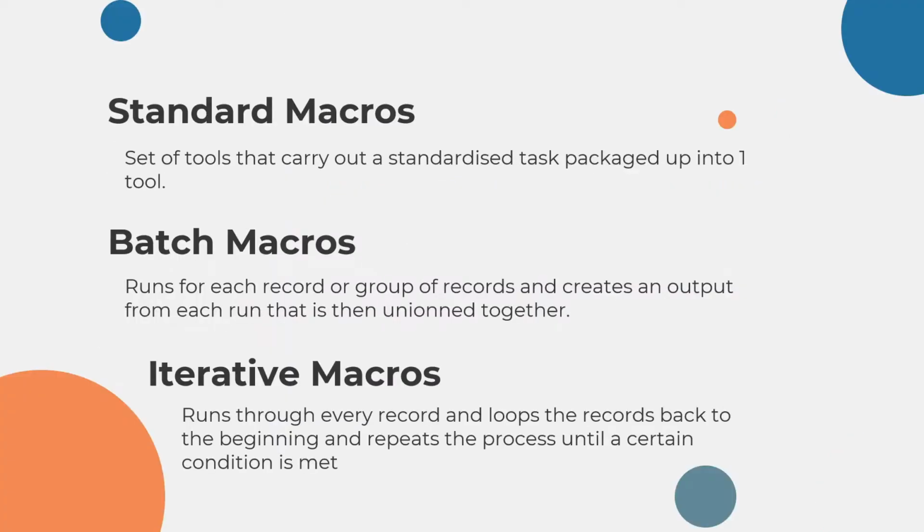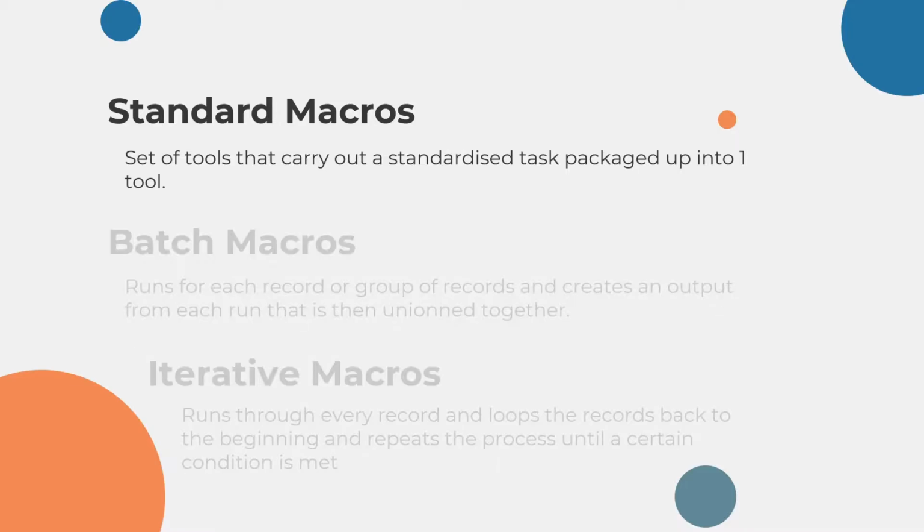This series will cover three types of macros. Standard macros help standardize a task by consolidating multiple tools into one single tool. Batch macros allow us to run the macro for each record or group of records and union the results together. And finally, iterative macros allow us to run the macro over and over again until a certain condition is met.